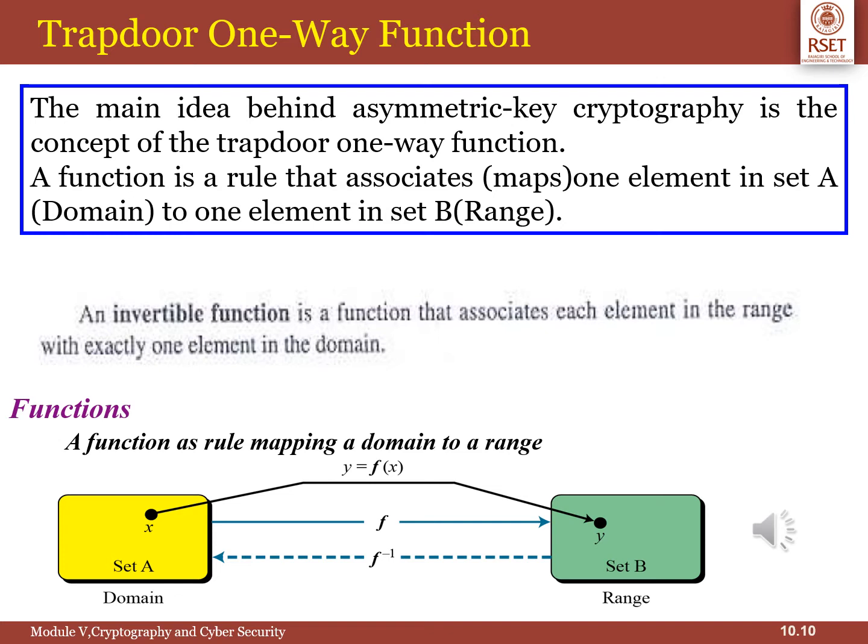A trapdoor one-way function is easy to calculate in one direction and infeasible to calculate in the other direction unless certain additional information is known. With the additional information, the inverse can be calculated in polynomial time. A trapdoor one-way function is a family of invertible functions such that some additional information is known.